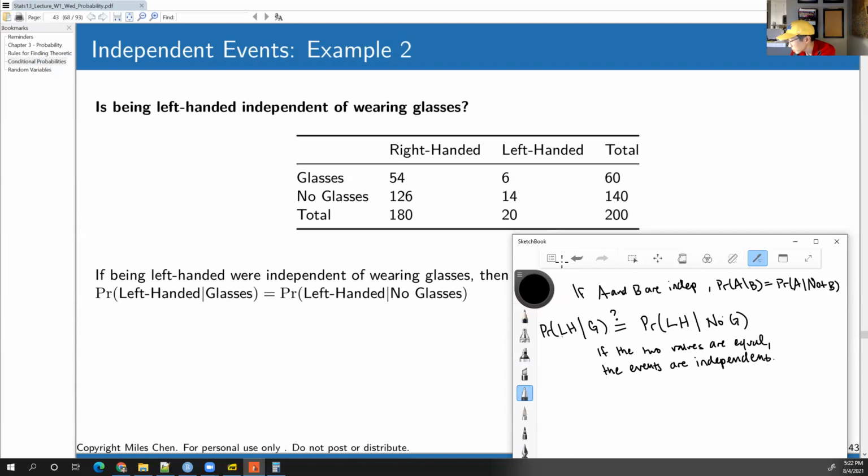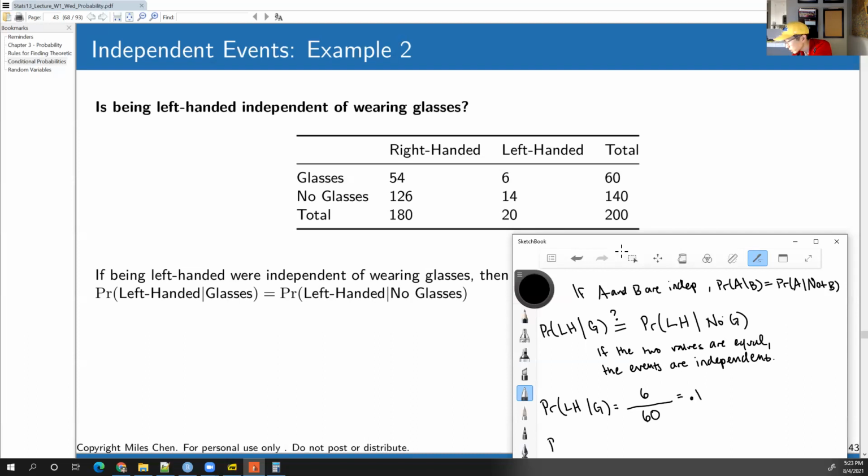Okay, so what's the probability that somebody is left-handed given the fact that they wear glasses? Probability of left-handed given glasses. We're going to put left-handed and glasses in the numerator, and in the denominator, we're going to put everybody who wears glasses. So this gives me 6 out of 60, which is 0.1.